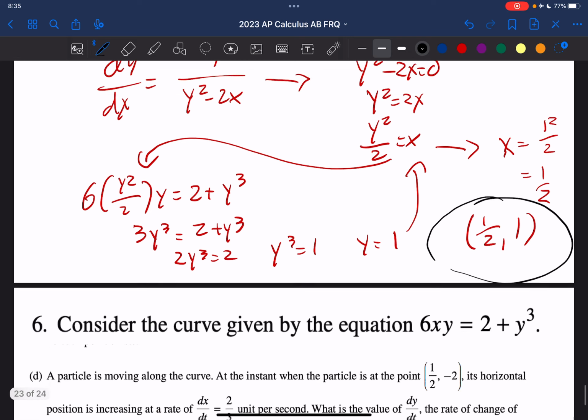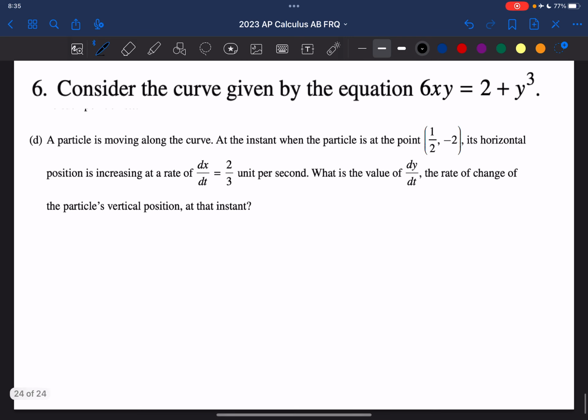And then part D says the particle is moving along the curve. At the instant when the particle is at this point, its horizontal position is increasing at the rate of dx/dt is 2/3 units per second. What's the value of dy/dt? Now, one thing I tell my students is notice that this is in terms of t now. So both x and y are separate functions in terms of t, so we need to take the derivative completely again, this time with respect to t.